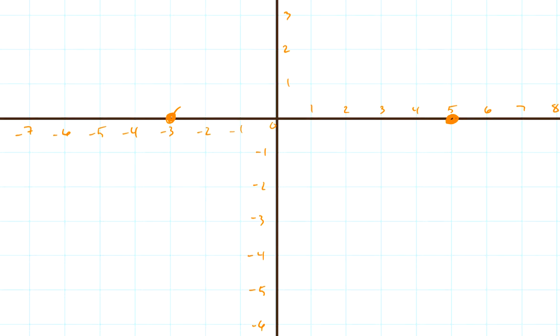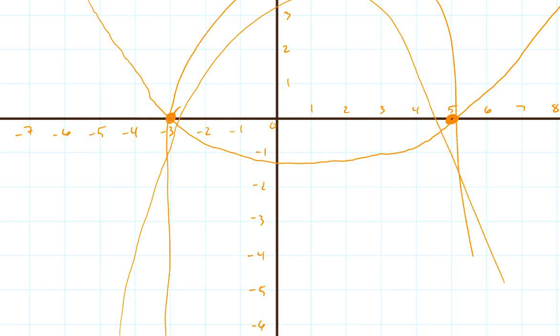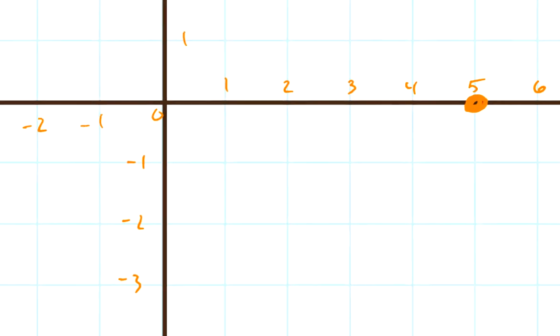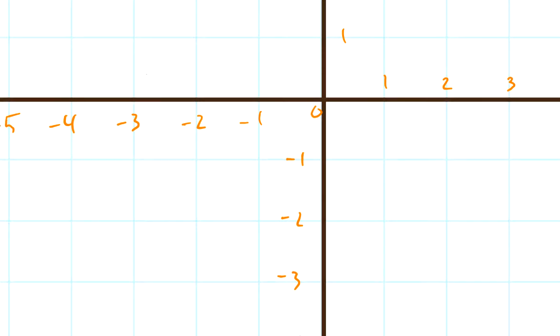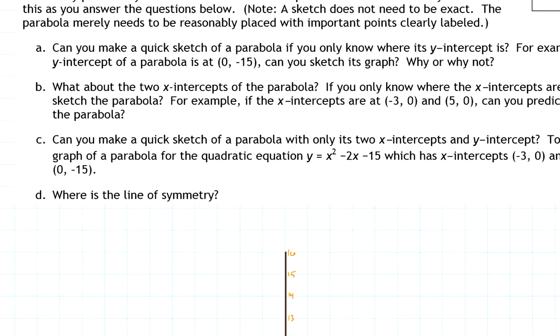This parabola could come in here and be very wide and do this sort of thing, but it could open upwards like this. It could open downwards. It could be very narrow too. I have no idea what this parabola is doing. So I have to say no, two x-intercepts are not enough information to say what the parabola is. Let's move on. So both of these are no.